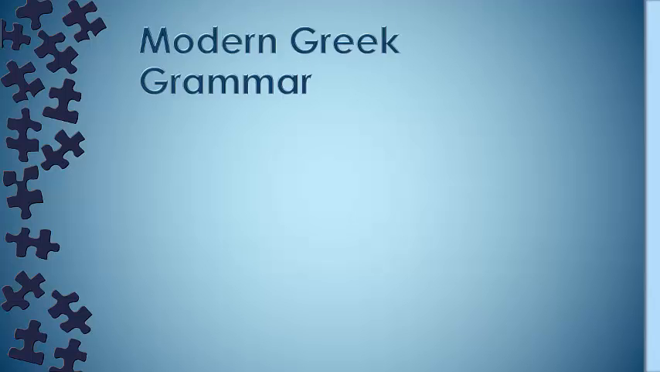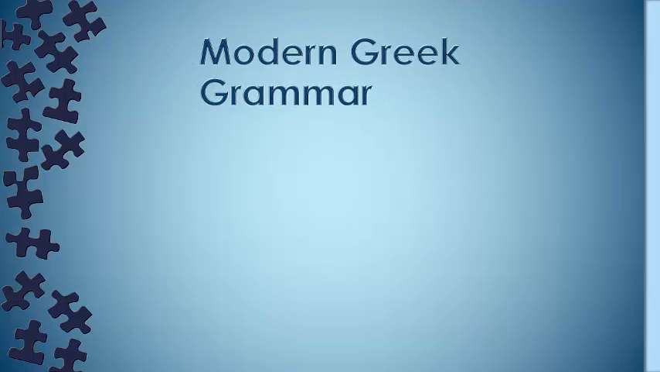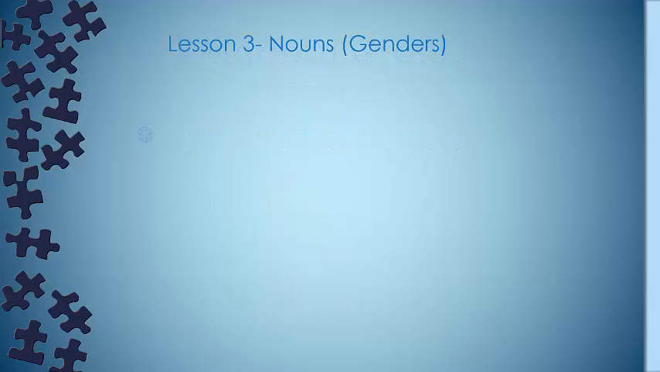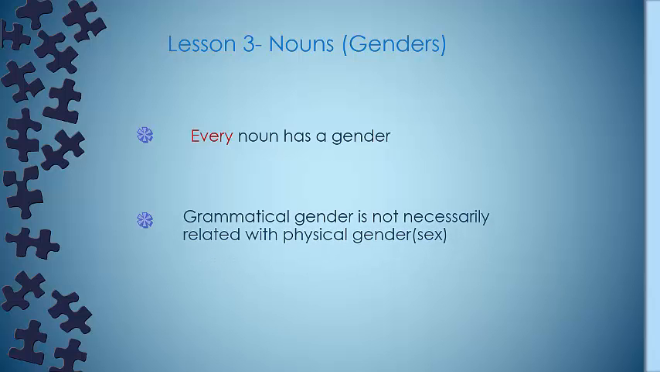We're going to talk about nouns, a massive subject, a pretty difficult one, a pretty complicated one, but we have to start somehow. So we're going to talk about genders today. Every noun has a gender in Greek, but it gets confusing. That's because we tend to confuse the grammatical gender with the physical gender of something. Those two are not necessarily related. Let me give you an example for that.